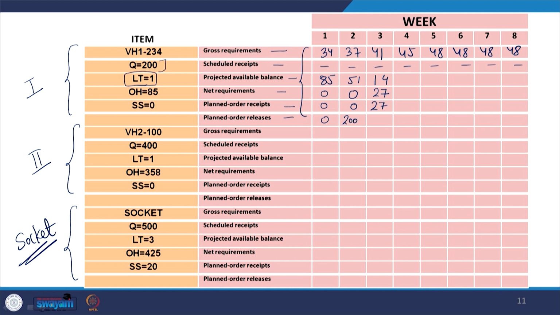So, in place of 27 you will receive 200 units here, and then out of 200, 27 will be consumed in this particular week, and the remaining 173 will be available to you in the subsequent week, and then there will not be any requirement, 0, 0, 0, and further you can consume from this 173 and you will go like this. So, whenever there is a requirement, you will order 200 units.